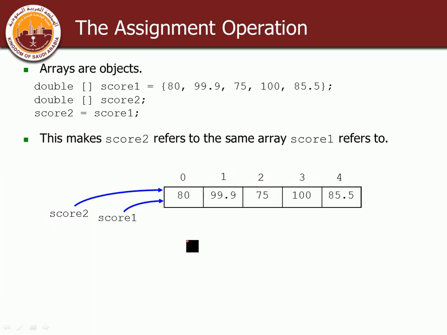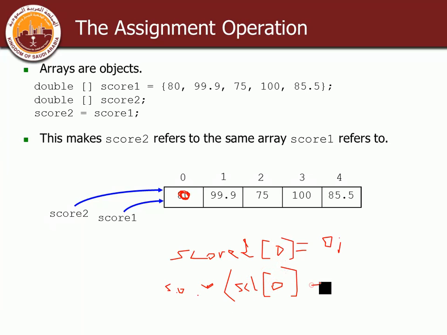In other words, if I do something like score2 at 0, put inside of it 0. Which one will change? This one. But then if I display System.out.print score1 at 0, what should I see on the screen? No, 0. Because it's like the same place, but you have two ways how to get to it. Same values, but two different ways how to go to them.